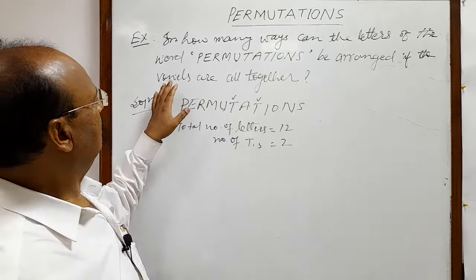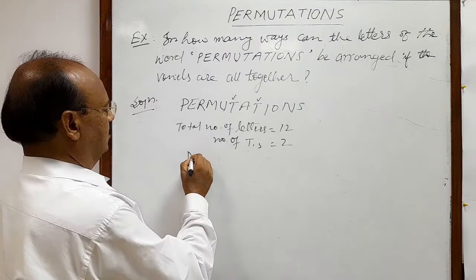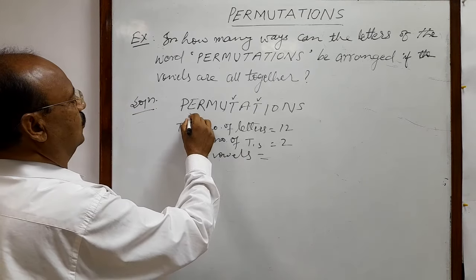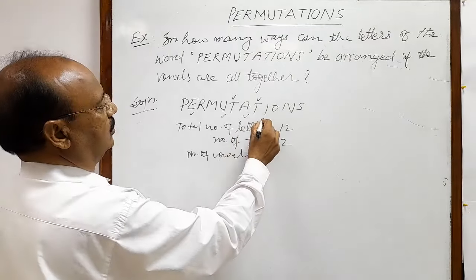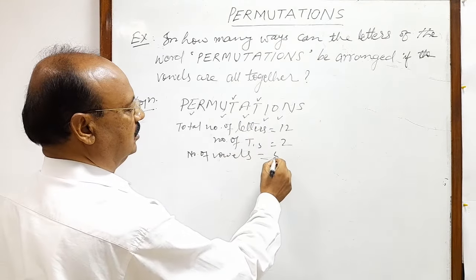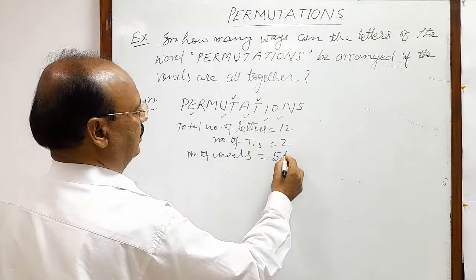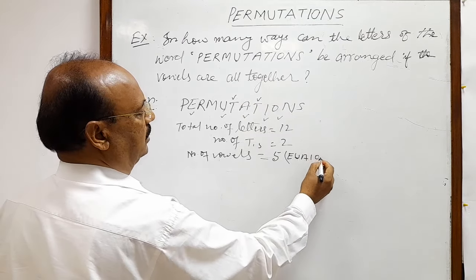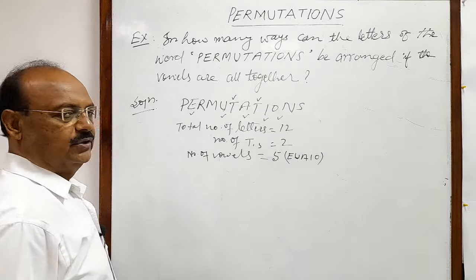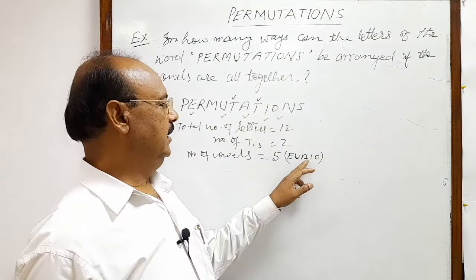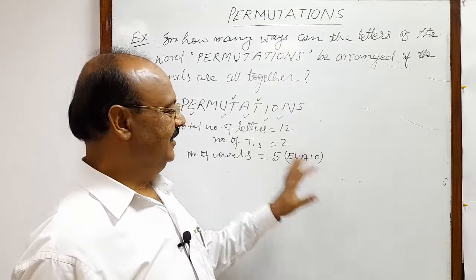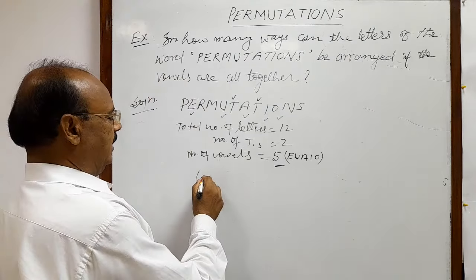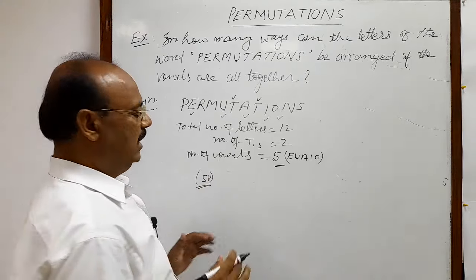And here the condition is that all the vowels are together. Let us see, the number of vowels is how many? 1, 2, 3, 4, 5. There are 5 vowels, which are E, U, A, I and O. So, very interestingly, all the 5 vowels A, E, I, O, U are here. Very interesting question, okay? So this is the condition that these 5 vowels will always remain together.